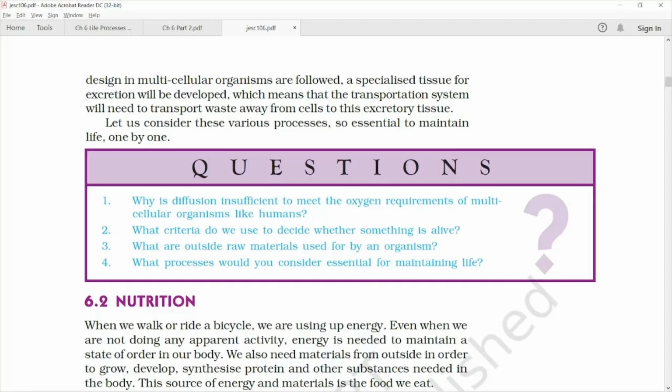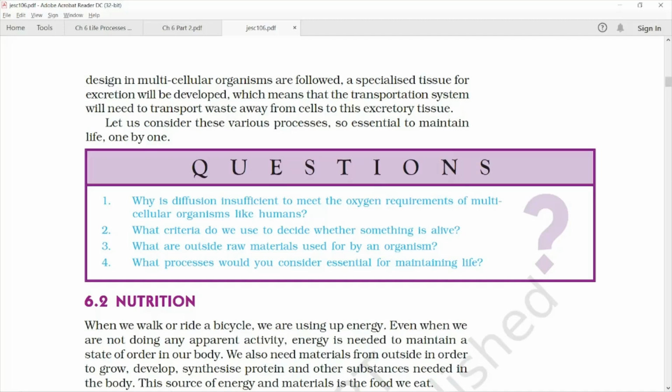So now let's figure it out. The outside raw materials are required to provide the energy for life processes. The raw materials are also required for repair and maintenance processes in addition to growth.